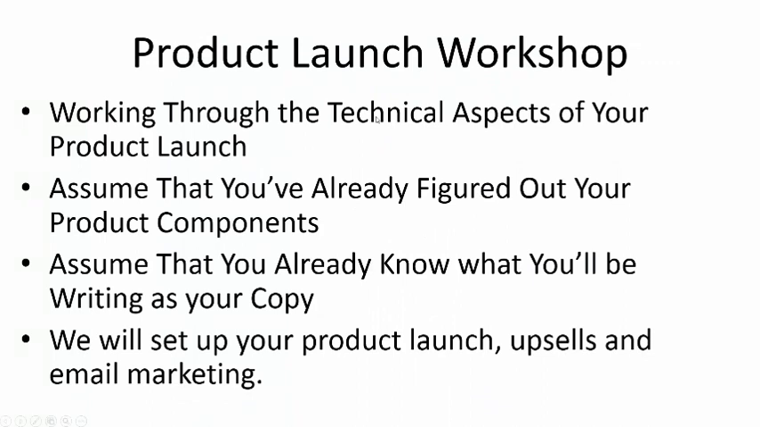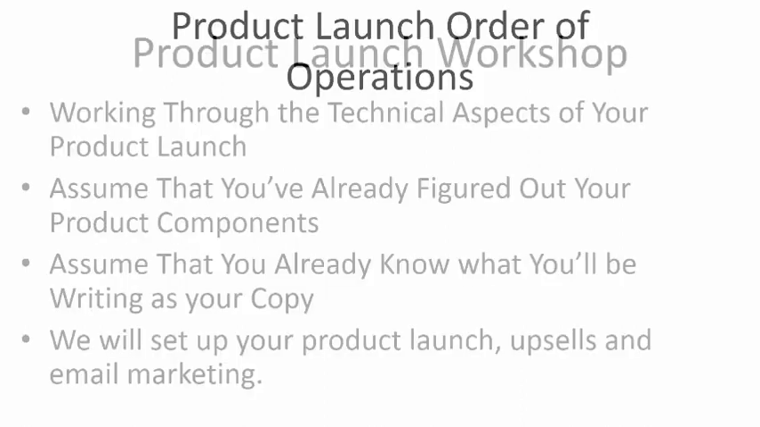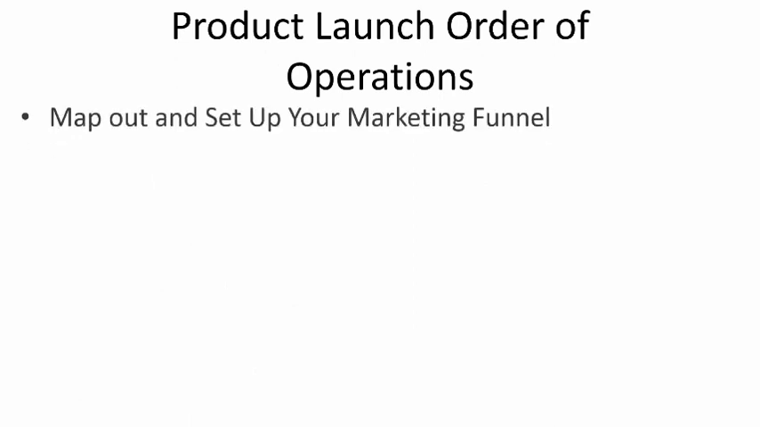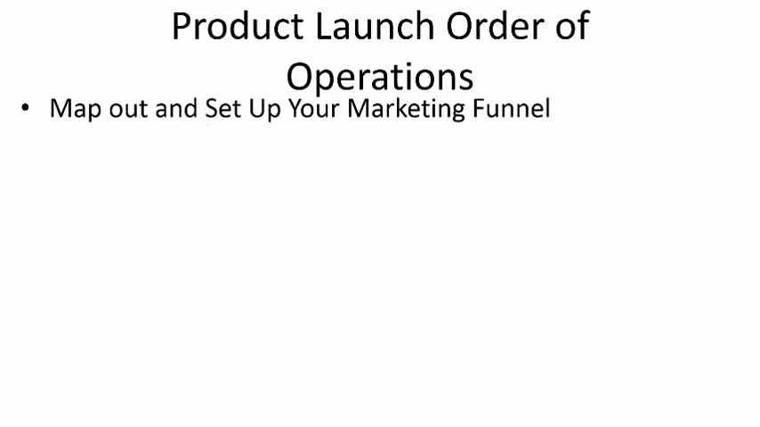okay, so what we're going to do is set up your product launch, your upsells, and your email marketing. So let's talk about the order of operations and the order that you need to do things. The first thing you're going to want to do is to map out and set up your sales and marketing funnel. And so let's talk about what that means.